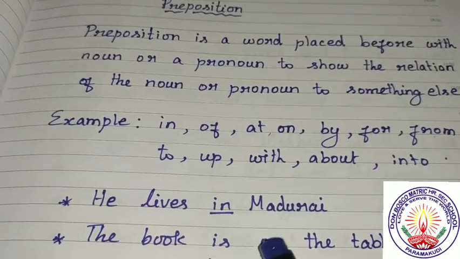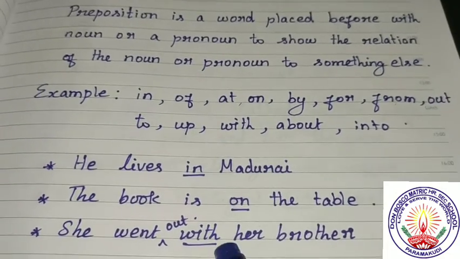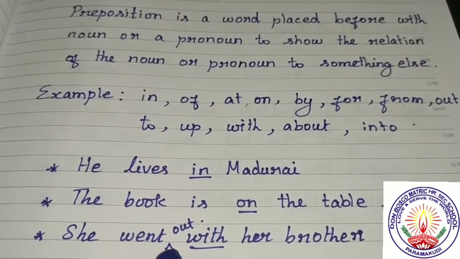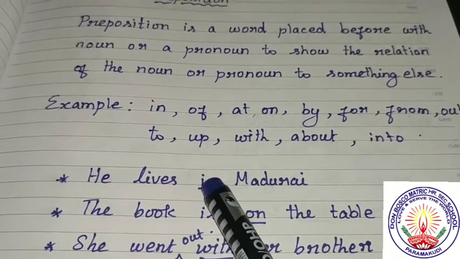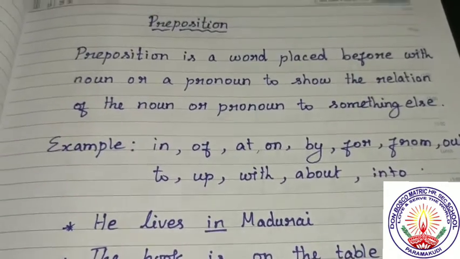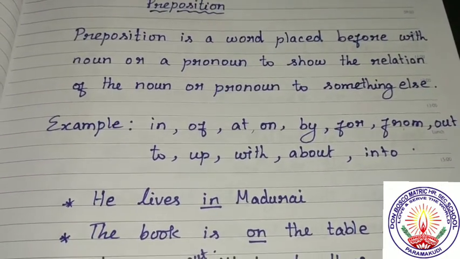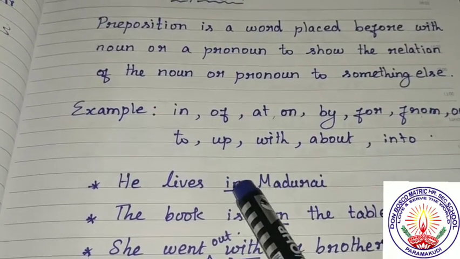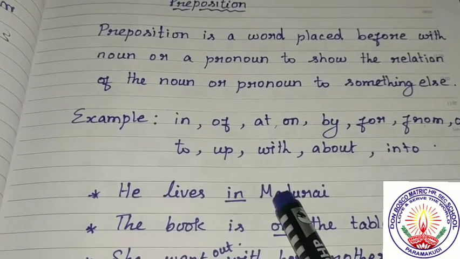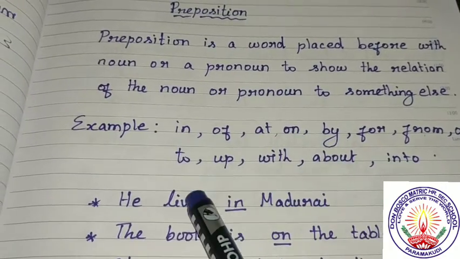On. Okay, then, she went out with her brother. Here the preposition is with. She went out with whom? Her brother. Here the prepositions are in, on, with. Do you understand what a preposition is? A preposition is a word. It shows the relationship of a noun. Prepositions always come before the noun or pronoun, and show the relationship of the noun with the other words of the sentence.